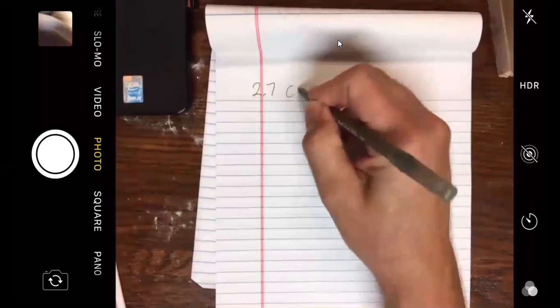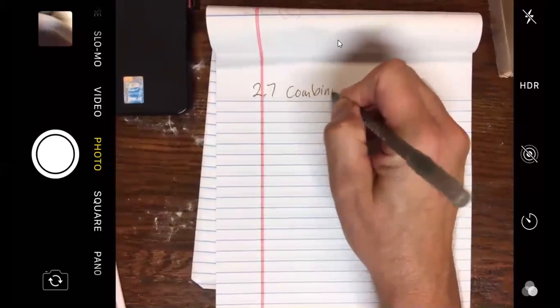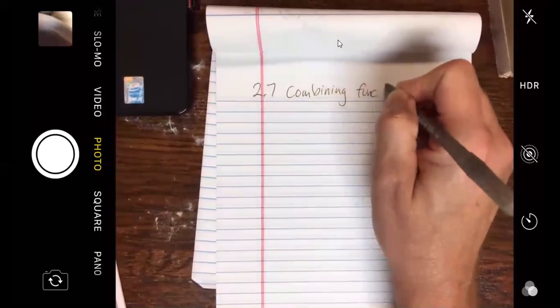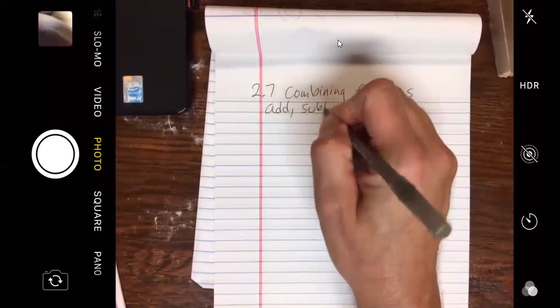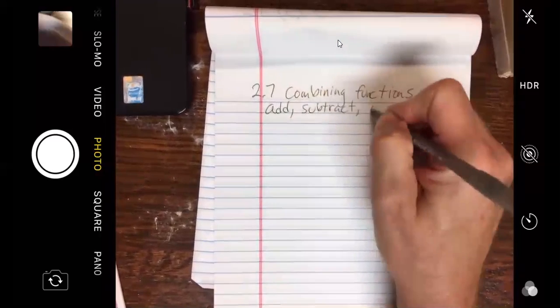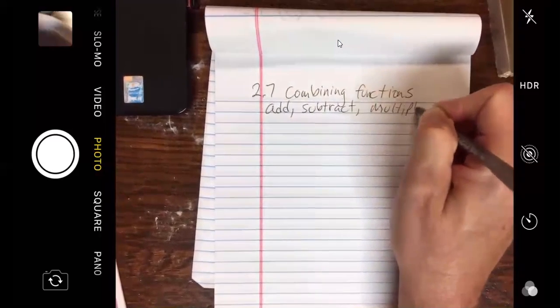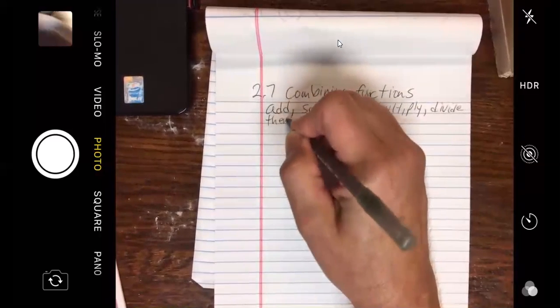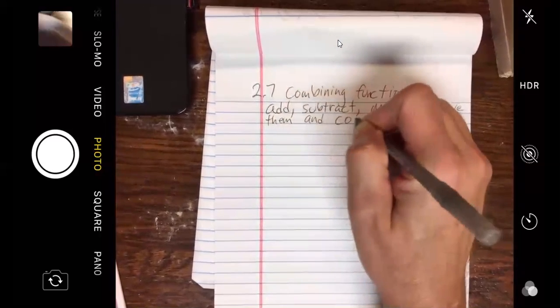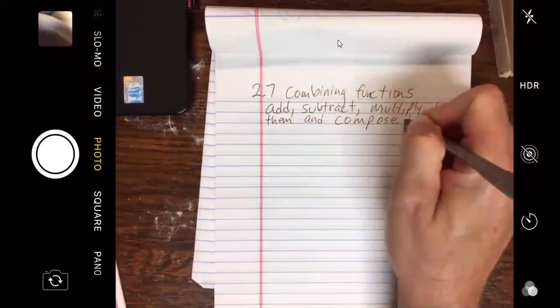2.7 was about combining functions, or as the book called it, combining functions. And you can add them, subtract, multiply, divide them, and something called compose them.